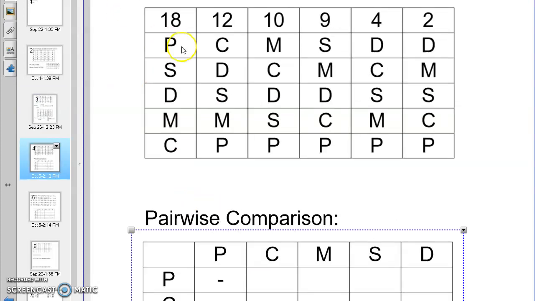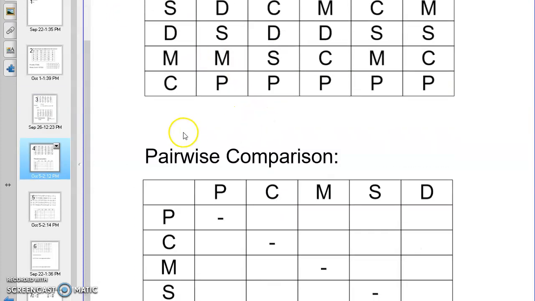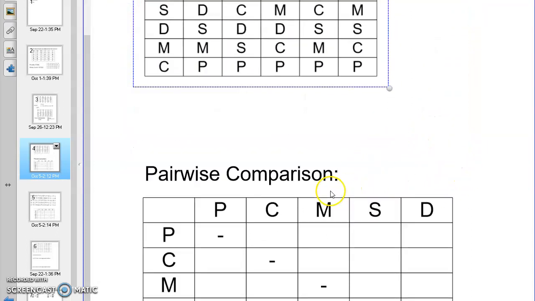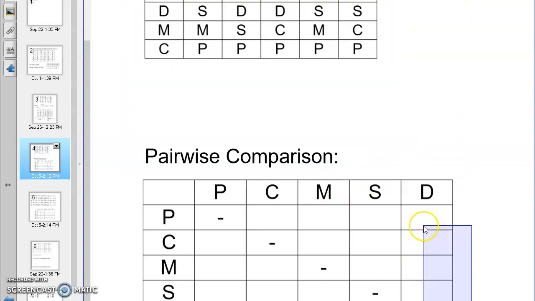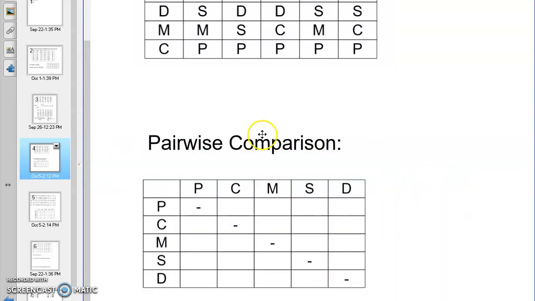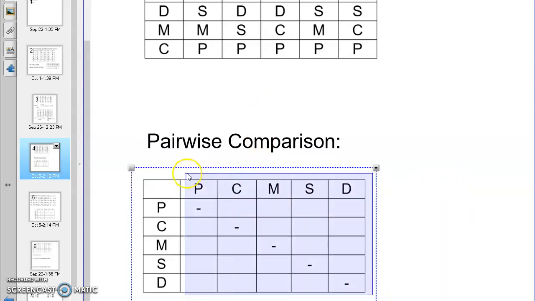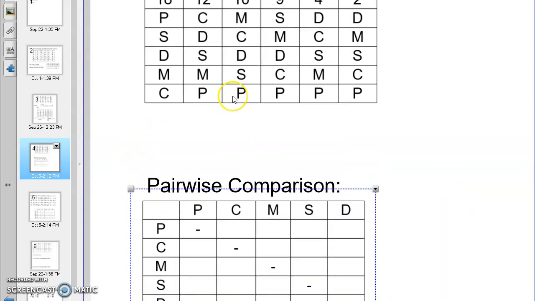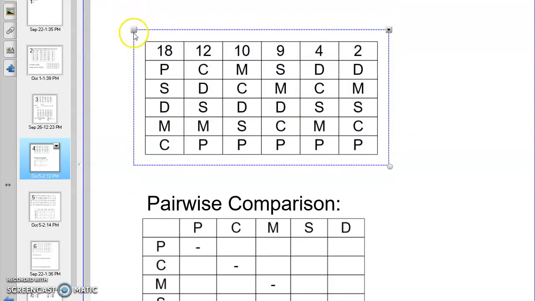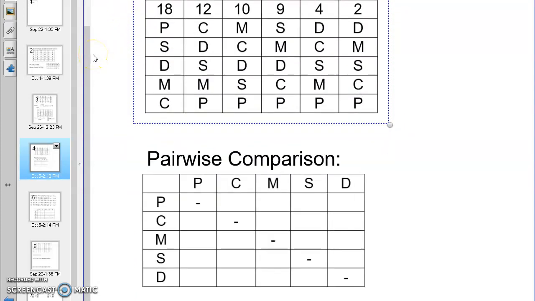Okay. Now pairwise comparison. What I'm going to have to do here is see if I can make this a little bit smaller so I can fit everything in the one screen. Do this, and do this, perfect. Move this down. There we go. So we're in the screen.